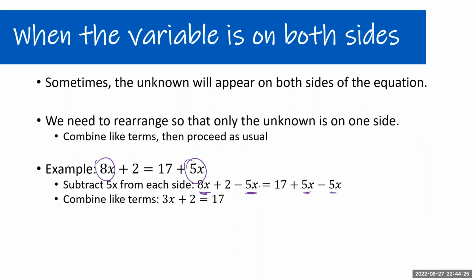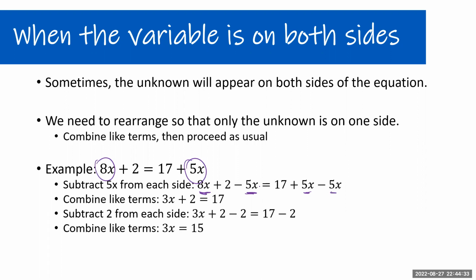Well, now we're going to solve just like our previous example. Subtract the 2 so that we only have an x term on one side. So we're going to get 3x equals 15. And now we have 3 times x equals 15, so we just need to divide off that 3. We're going to be left here with x equals 5.